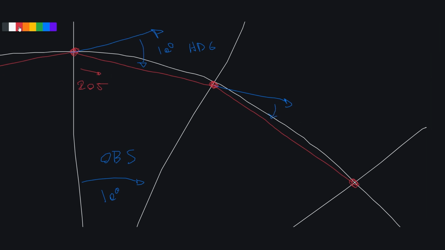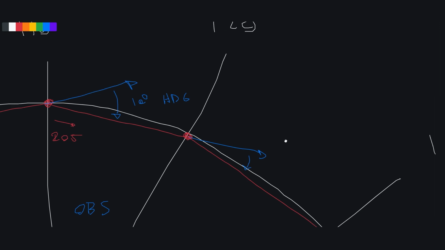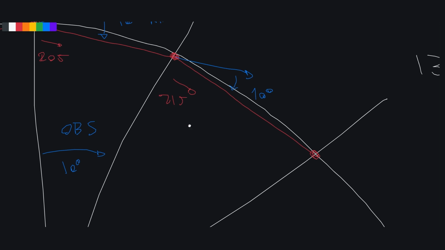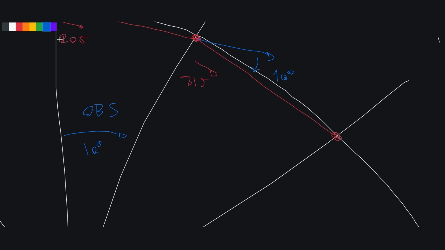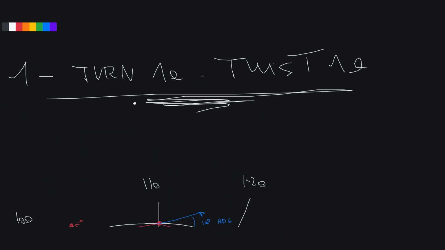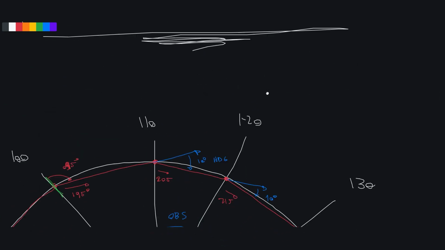All right, so right now we are heading 205, and once we reach radial 120, we want to actually turn our heading bug by 10 degrees. So it will be on heading 215, and we want at the same time to twist our OBS by 10 degrees, and this is why the technique is called turn 10, twist 10.